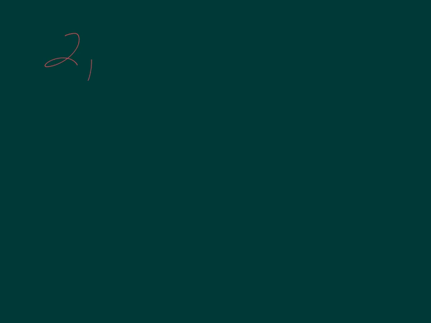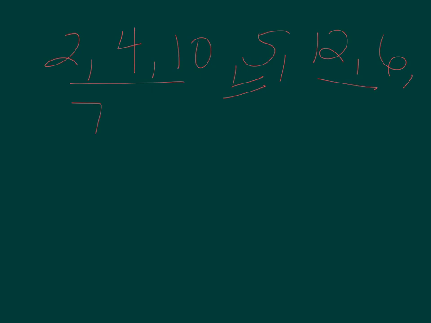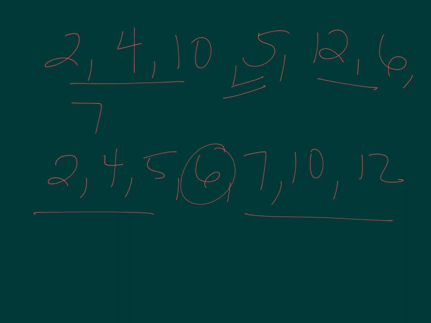Now just say you had 2, 4, 10, 5, 12, 6, and 7. To find the middle number, if we chose 5 in this case, there's 3 numbers after, 3 numbers before, so 5 is the middle number, but it's actually not because we haven't put the numbers in order. So we would have to rearrange the numbers to put them in order. So 2, 4, 5, 6, 7, 10, 12, and then we would choose 6 as the middle number because there's 3 numbers after, 3 numbers before.